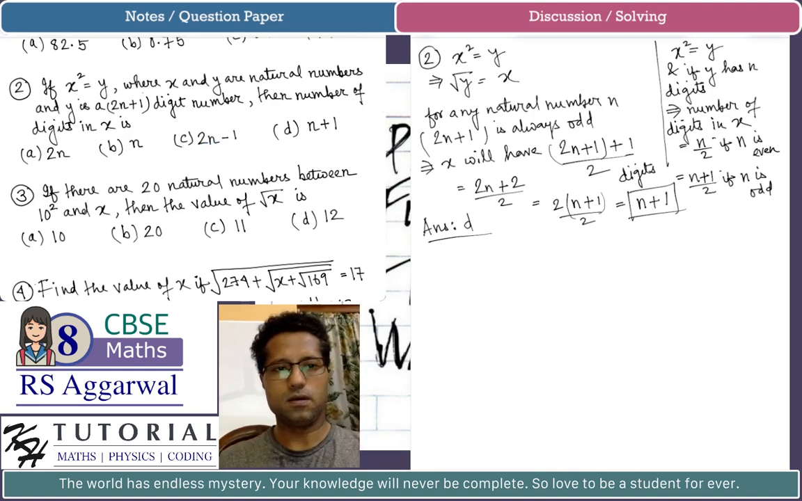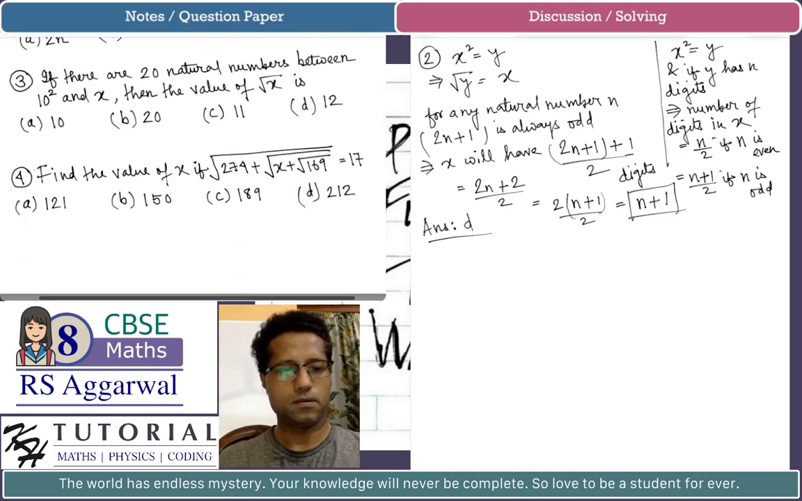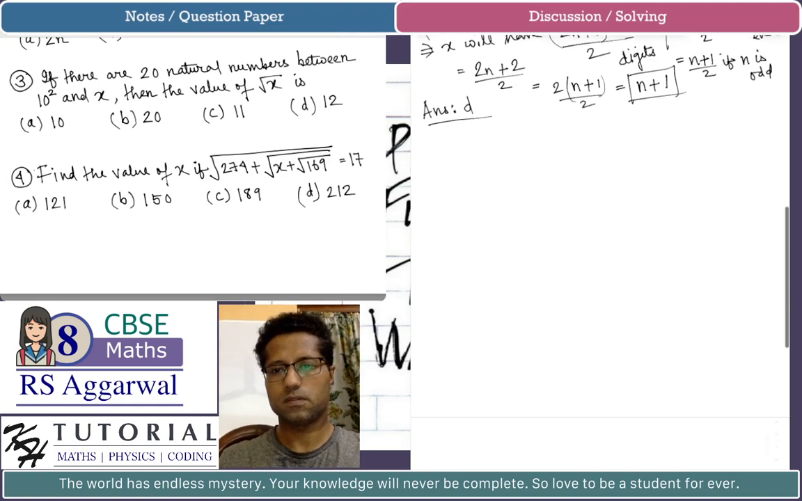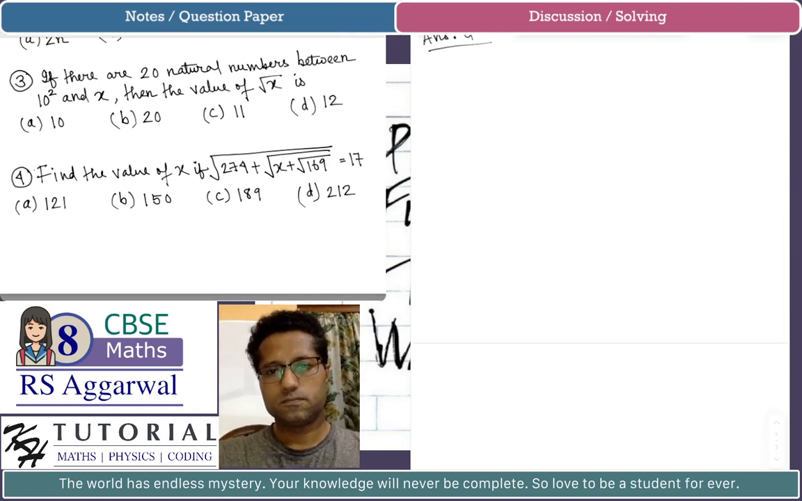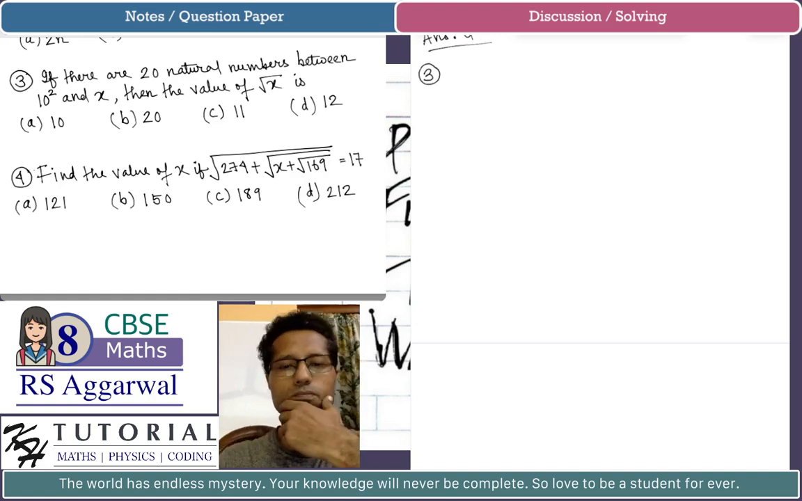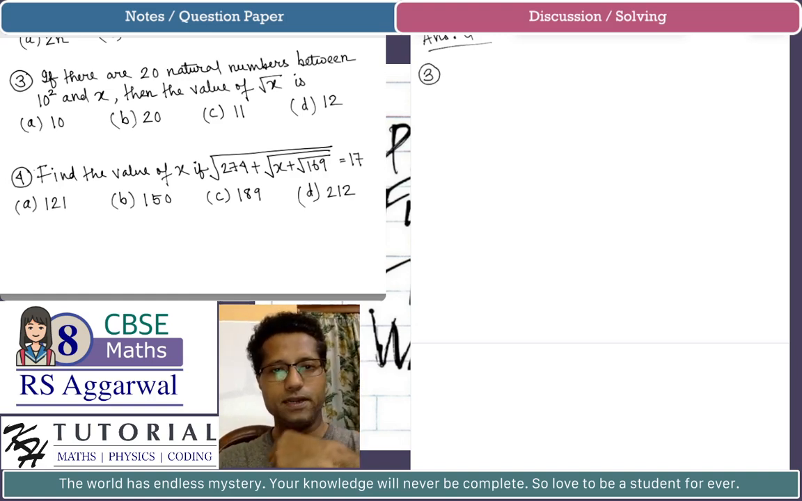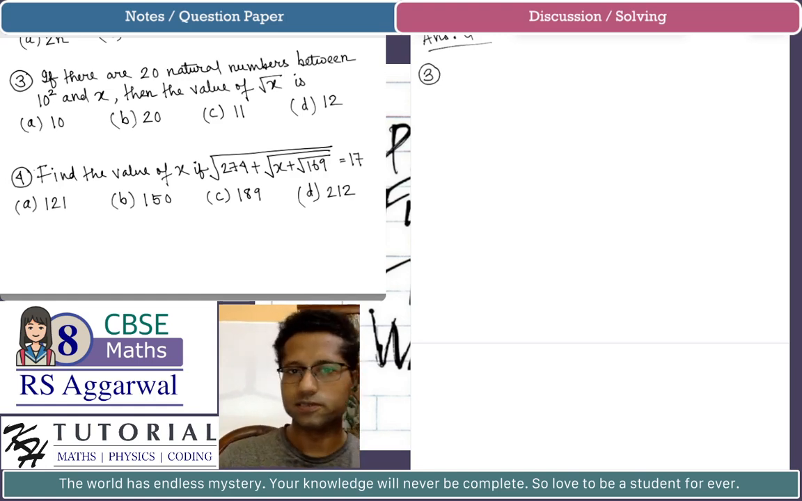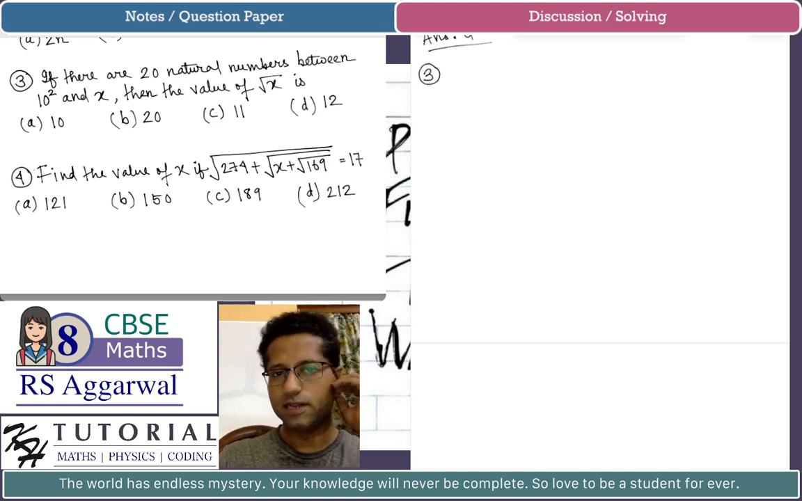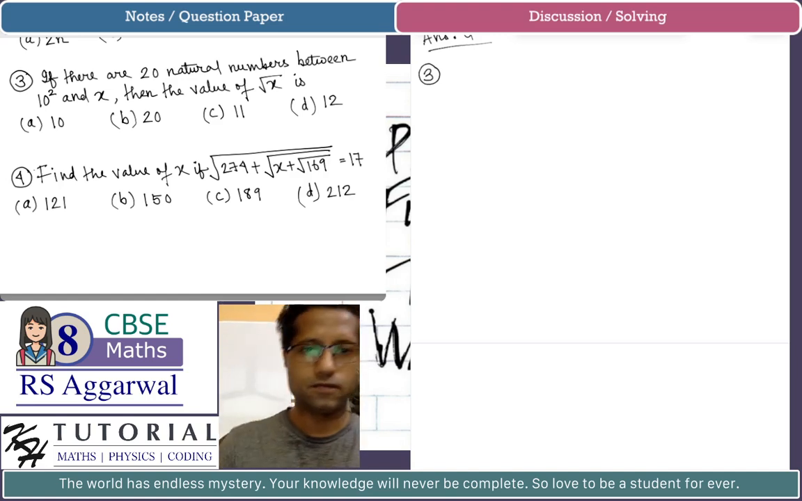Okay, let's do problem number 3. If there are 20 natural numbers between 10 square and x, then the value of root x is.